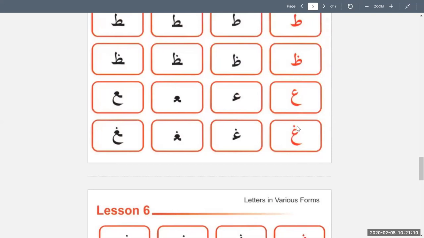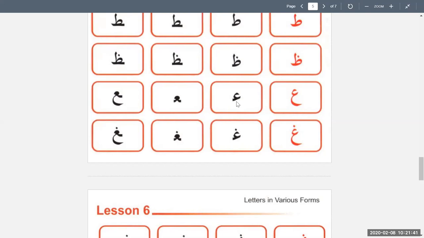Ain and ghain. And they look exactly alike again, except ghain has a dot. Okay, so ain and ghain. Ghain has one dot over the letter. Now this one changes a lot depending on its different forms. So you have ain in isolation and ghain in isolation.